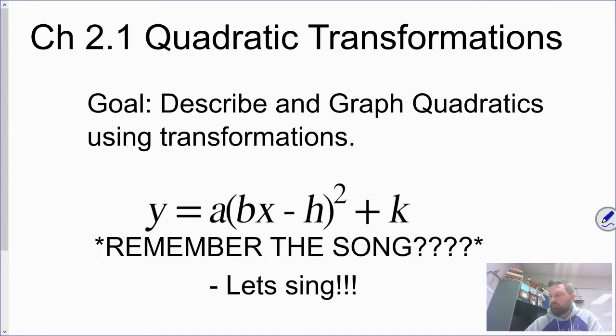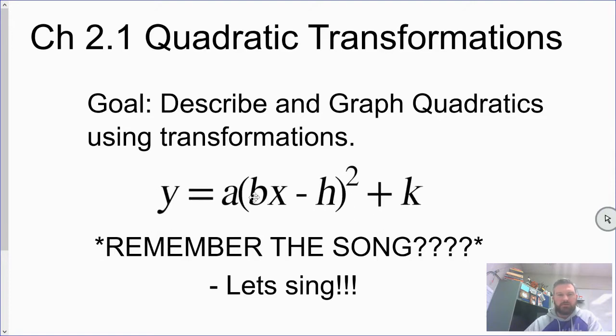All right, so we have this equation here. y equals a times (bx minus h) squared plus k. We're changing this. This is our new parent function.